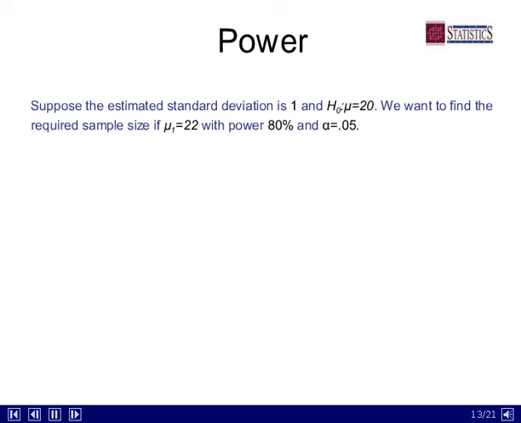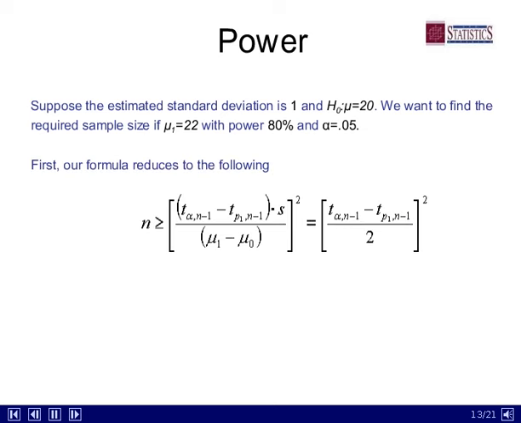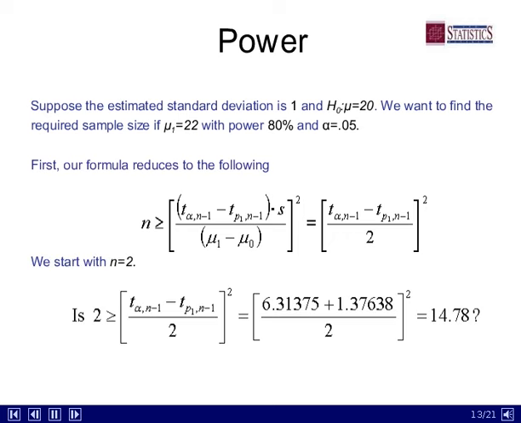All right, so suppose the estimated standard deviation is 1. So S is 1. We have mu0 equal to 20, and mu1 equal to 22. We're looking for 80% power, again using 0.05. So first of all, let's just reduce our formula with what we know. We can plug in the 1 for S, and 22 minus 20, or 2, as the difference in the bottom. So basically, it reduces to a simple formula as t alpha minus t of P1 over 2, quantity squared. We start with n equal 2.